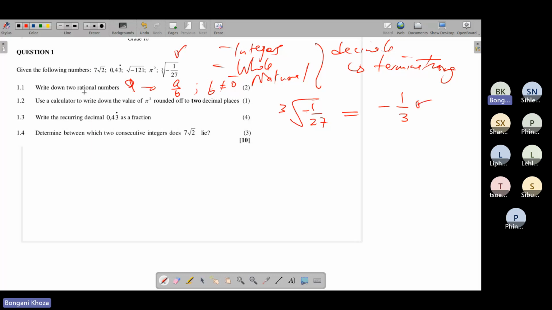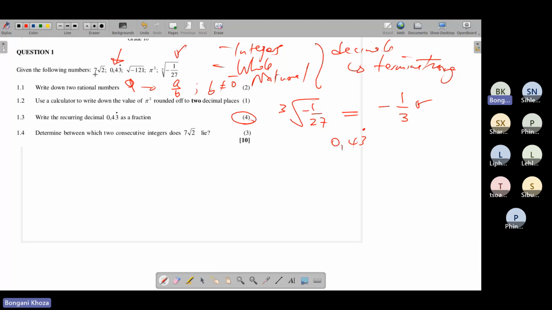Right, let's look at another one. This is also a rational number. So that's 0.43 recurring. We can say that's a rational number because we are able to represent this as a fraction. Right, so those are the two solutions they were looking for.